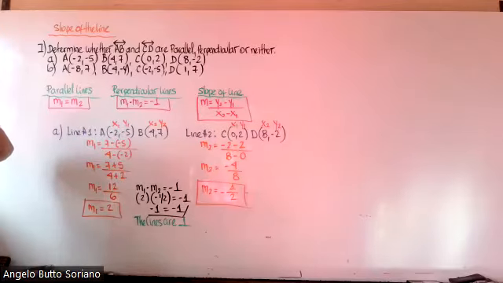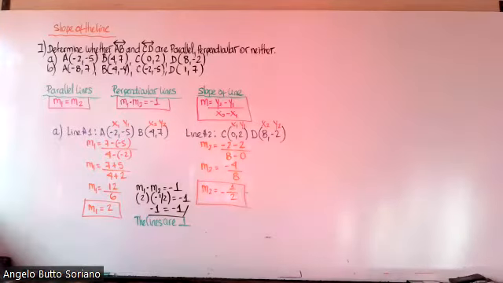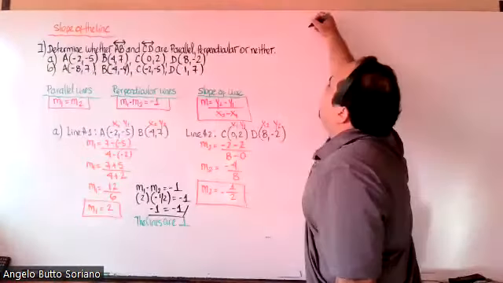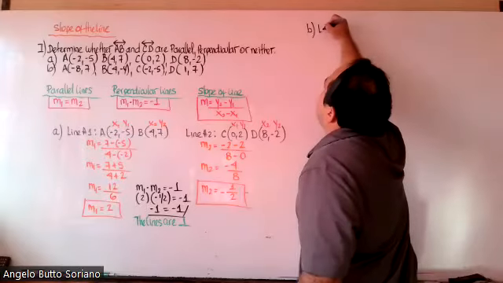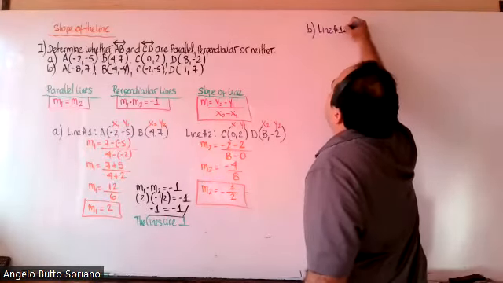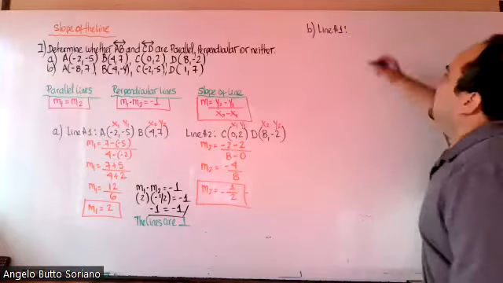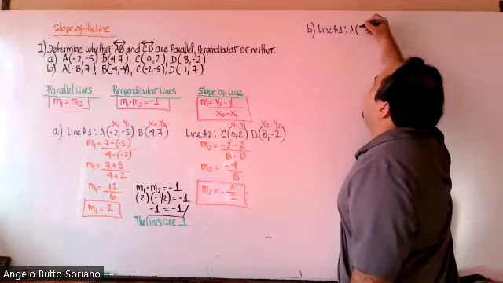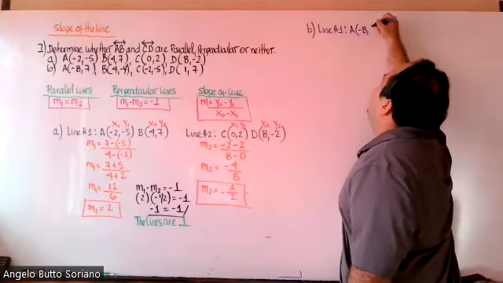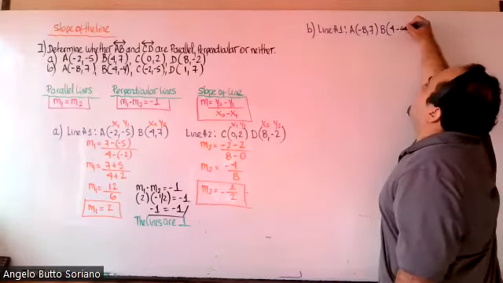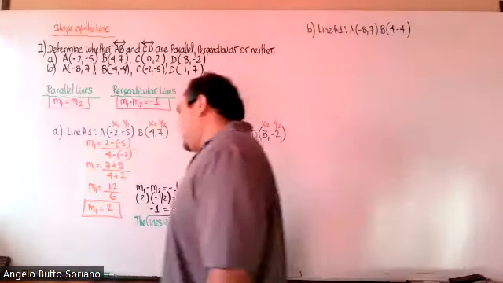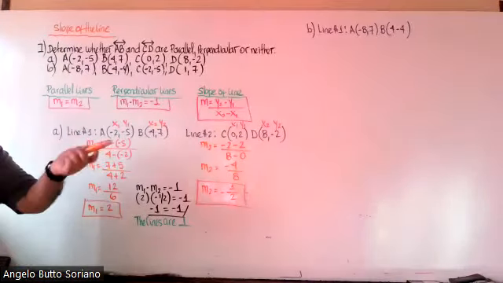All right. That was the first question, letter A. Let's repeat the same process with example B. Remember, we must write the line number 1 will be given by the points A and B. Point A is (-8, 7), and point B is (4, -4). We must apply the same condition.